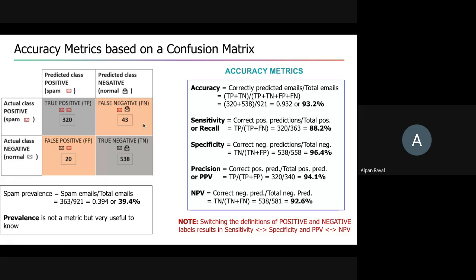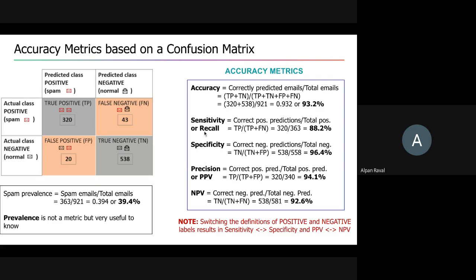In order to compute sensitivity, you take 320 plus 43 in the denominator. That's true positive plus false negative, and that's 363. And you divide 320 by 363. So it's a proportion of positives that are correctly identified by the classifier. Is this clear? So this turns out to be 88.2%.